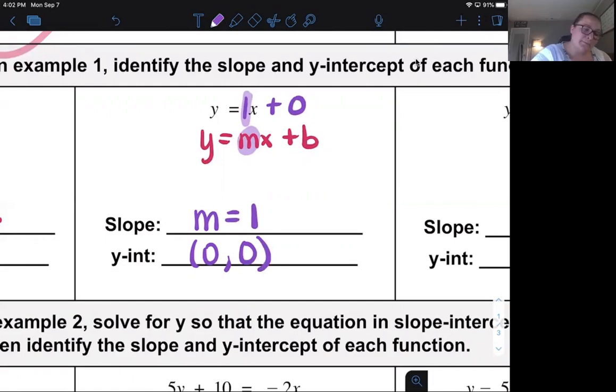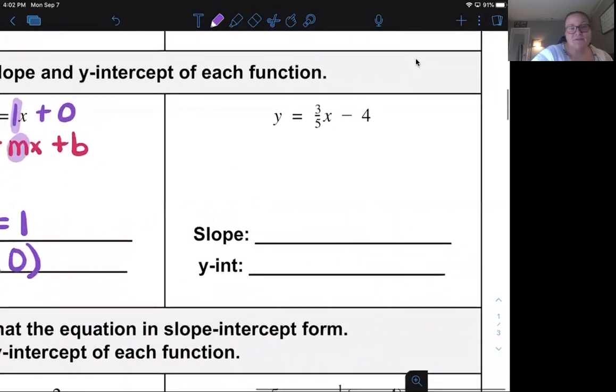Let's do one more: y equals 3/5 x minus 4. Go ahead and identify your slope and your y-intercept. Remember, slope-intercept form is y equals mx plus b.